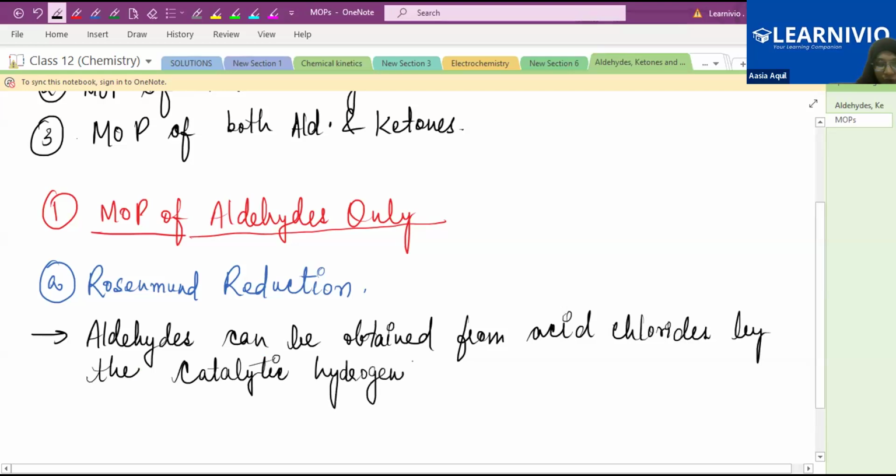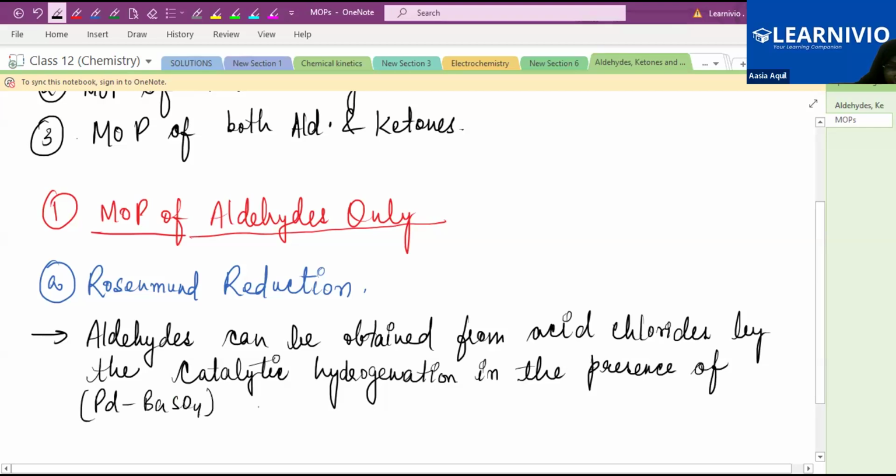And in this Rosenmund reaction, basically we use the palladium barium sulfate catalyst, Pd/BaSO4 catalyst के presence में होता है ये reaction. So catalytic hydrogenation in the presence of Pd/BaSO4 is known as Rosenmund reduction.